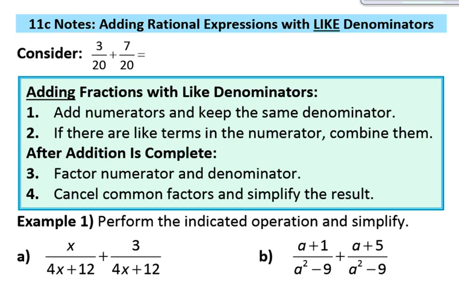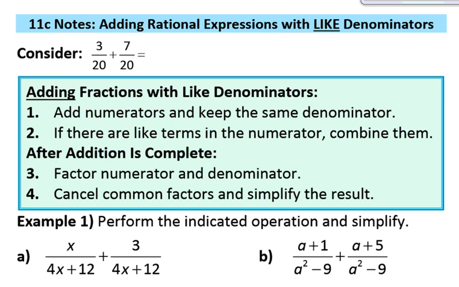This video will cover 11C notes, which is adding and subtracting rational expressions with like denominators. Adding rational expressions, remember rational is like a fraction, but we have polynomials instead of just numbers. So when we were adding numbers back in middle school, we would have something like 3 over 20 plus 7 over 20. Now remember, you cannot add or subtract fractions unless they have a common denominator.